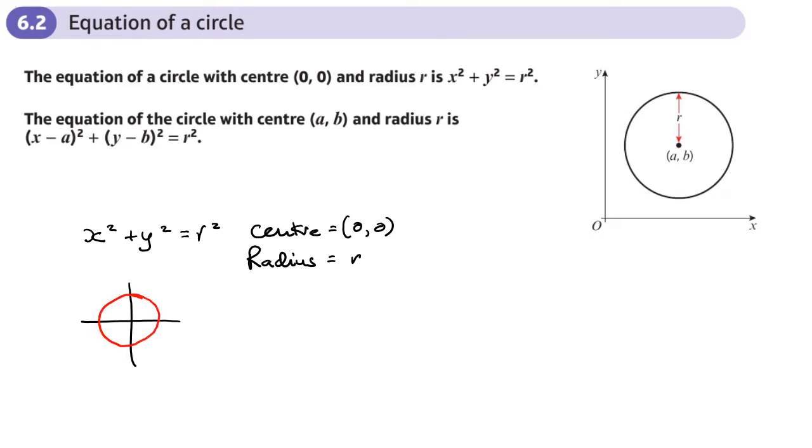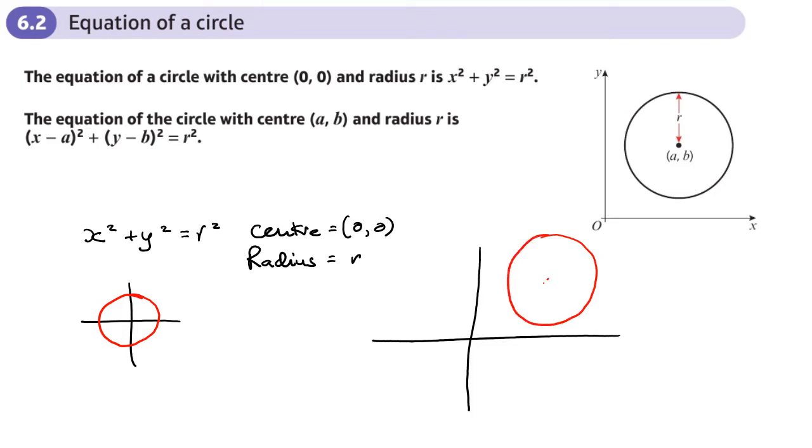Okay, that's all well and good, but we're going to have circles where the center could be anywhere, and the radius might be a different radius. So in that case, if I've got a circle like this, this is still going to have a radius of r, but let's say that the coordinate of that center is x coordinate A and y coordinate B. So (A, B) is the coordinate of the center.